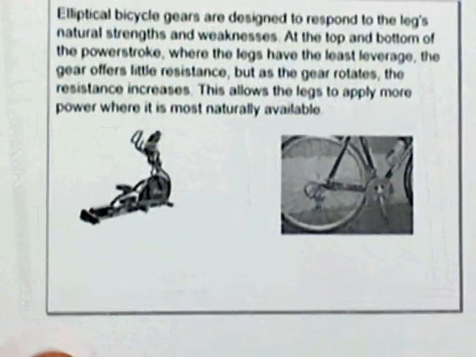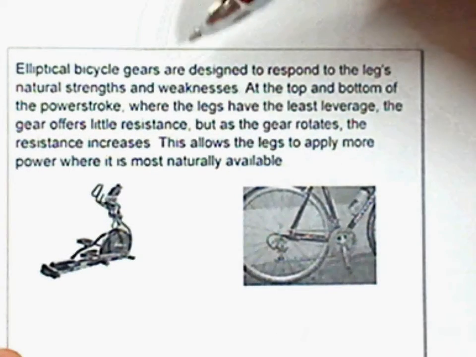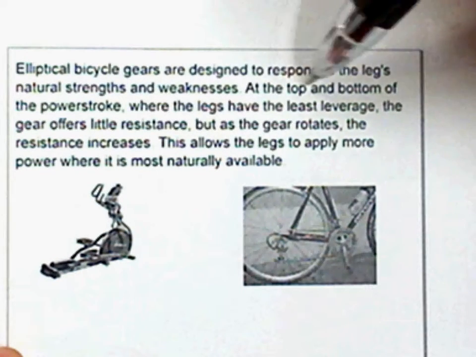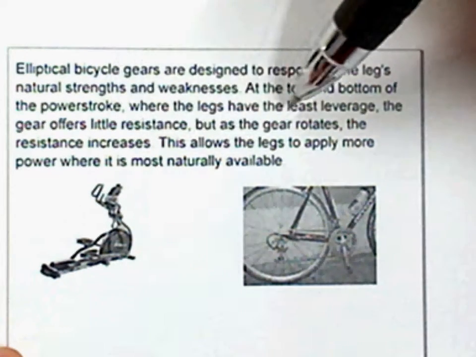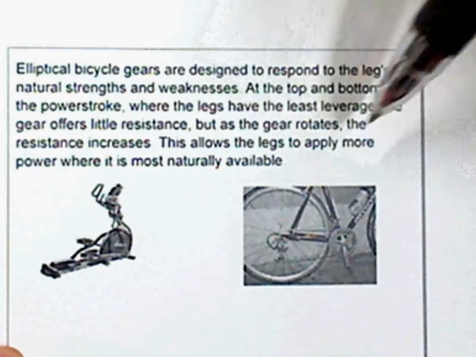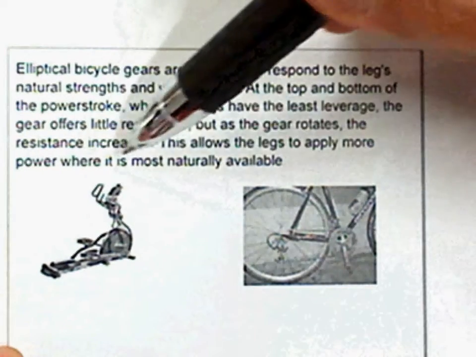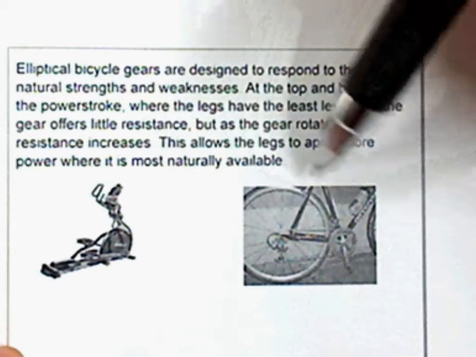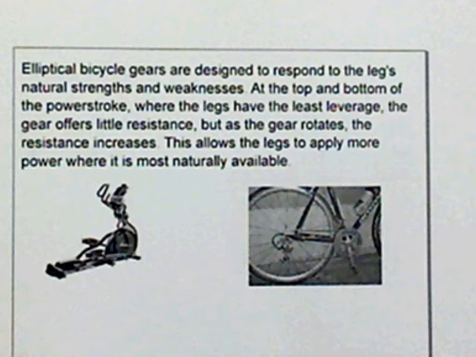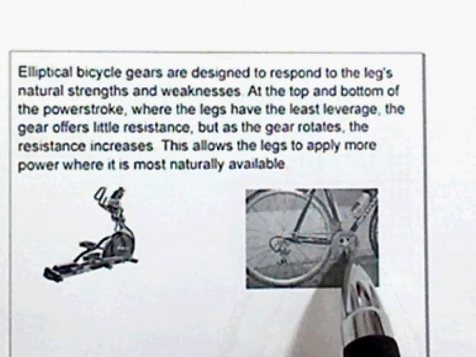Another example is an elliptical bicycle. Elliptical bicycle gears are designed to respond to the leg's natural strengths and weaknesses. At the top and bottom of the power stroke, where the legs have the least leverage, the gear offers little resistance, but as the gear rotates, the resistance increases. This allows the legs to apply more power where it is most naturally available, which is up here. Did you guys see that? That's where most of the power is. Okay, as you can see, there's an elliptical shape right here, and the power is over here.